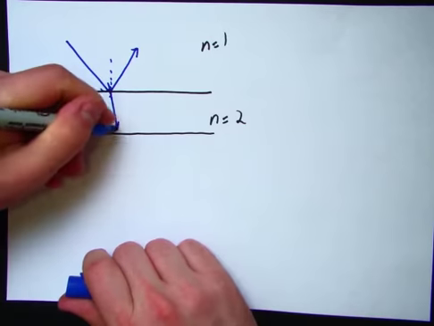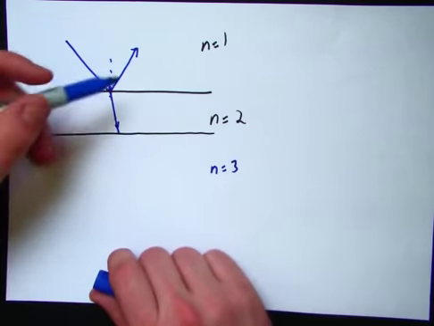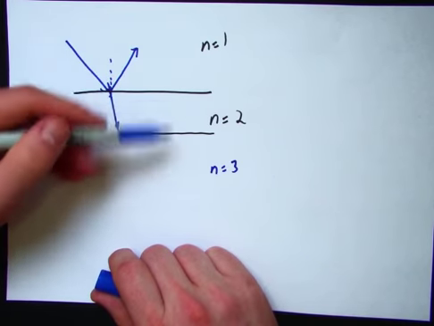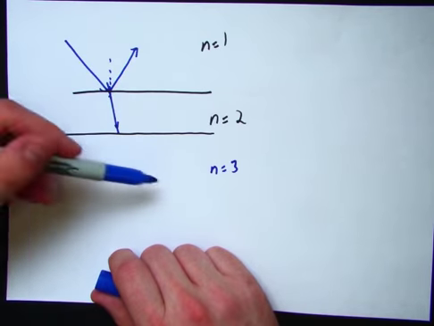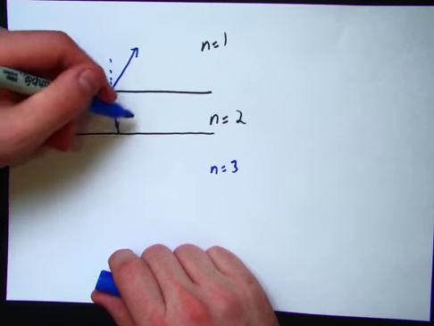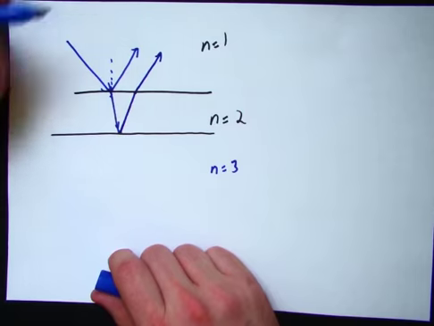Now, when it hits this, I'm going to say that this n is equal to 3. In other words, you have n equal 1, n equal 2, and n equal 3. Just 3 separate media. This is another layer of something. What would happen here? Again, some of it would get transmitted, but also some of it's going to get reflected. Now I'm going to deal with the reflected part, and it might look something like this.